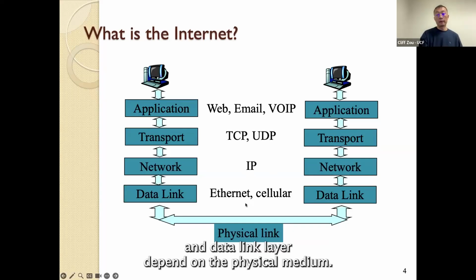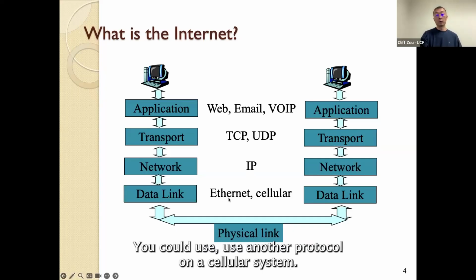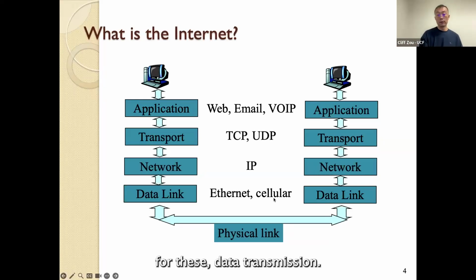And the data link layer depends on the physical medium. You could use different protocols. On the copper wire, you could use the Ethernet protocol. On the cellular system, you could use cellular 4G or 5G, their protocols and standards for this data transmission.